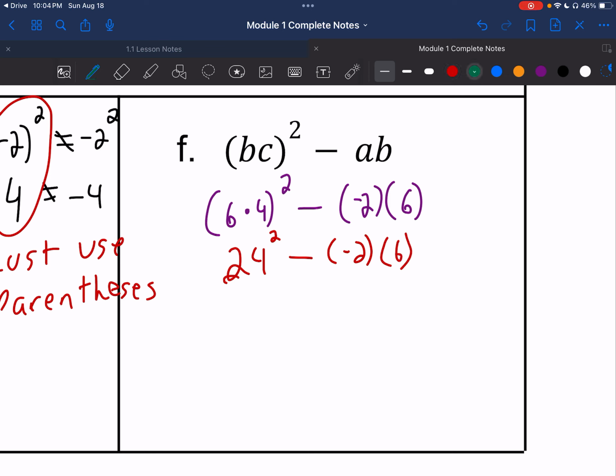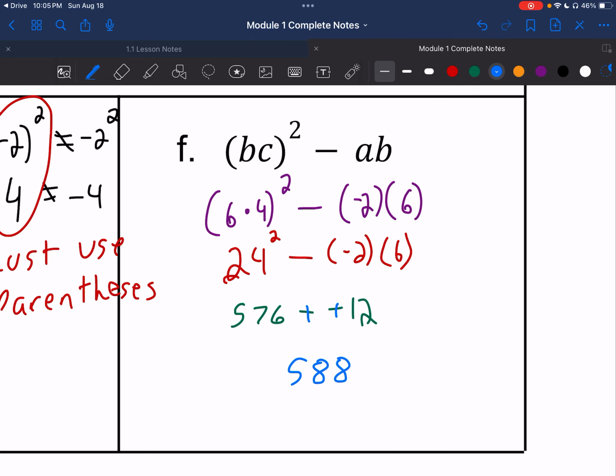So 24 squared, same as the last one, is still going to be 576. And we are going to subtract. We've got a negative 2 times positive 6, so that's negative 12. Now, you guys have learned this. You've gone over this. Subtraction is the same as adding the opposite. So instead of saying minus 12, it is adding positive 12 to this problem. And 576 plus 12 is 588.